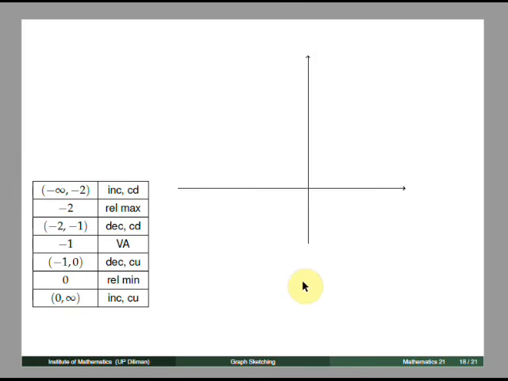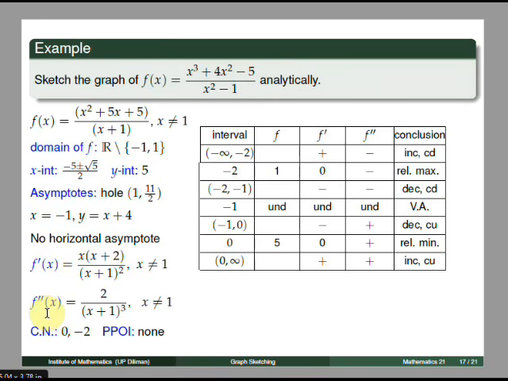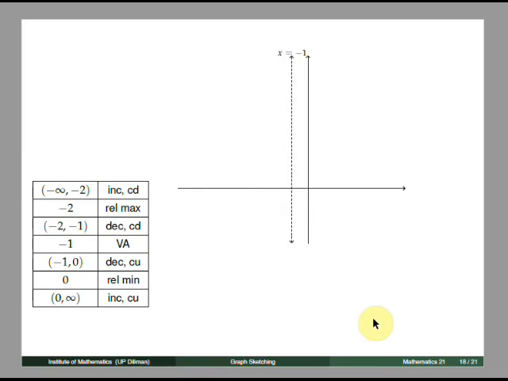We have now this table. From the table of signs here, we just get those that we need in graphing, so the conclusions and the points. So take note that we have a vertical asymptote at x equals negative 1 and an oblique asymptote at y equals x plus 4. So we plot those first. We plot x equals negative 1, the vertical asymptote, and then we plot the oblique asymptote y equals x plus 4.